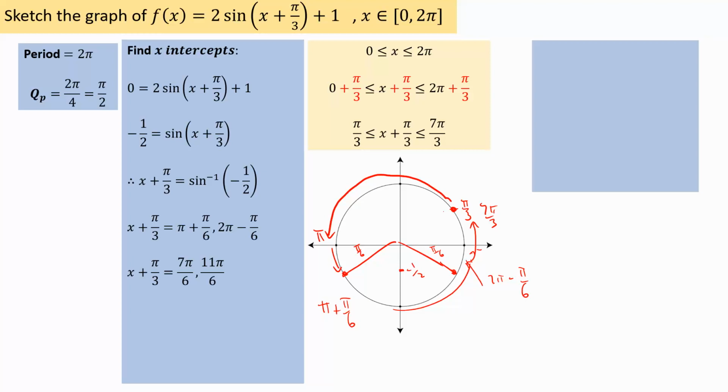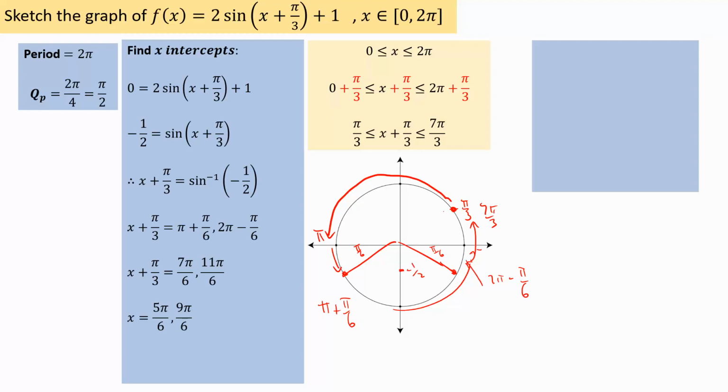So I'm still back in 0 to 2 pi, and that should accommodate for any loose ends. By doing that, minusing pi on 3, I notice that pi on 3 is just 2 pi on 6. So when I minus it, I just subtract 2 on each end. Subtract 2 from 7, subtract 2 from 11. You're subtracting 2 pi on 6, which is the same thing as pi on 3.